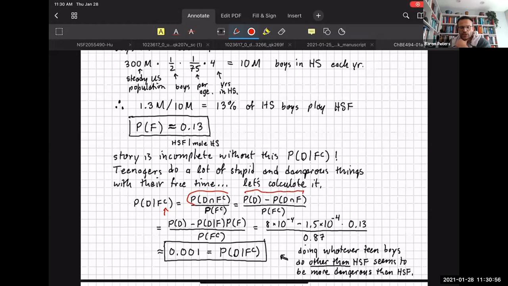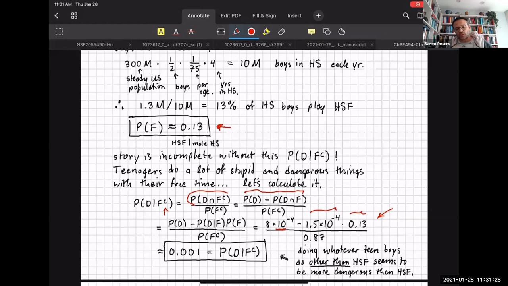Death minus the probability of death and playing football. I keep the denominator the way it is because I know what that's going to be. It's 1 minus this quantity. The probability of not playing football is 0.87. And now I just fill in numbers. So these are all the numbers. If you want to follow through, this was our probability of death from the CDC. This was the probability of death given that you played football, the probability that you played football, and the probability that you didn't play football in the denominator.